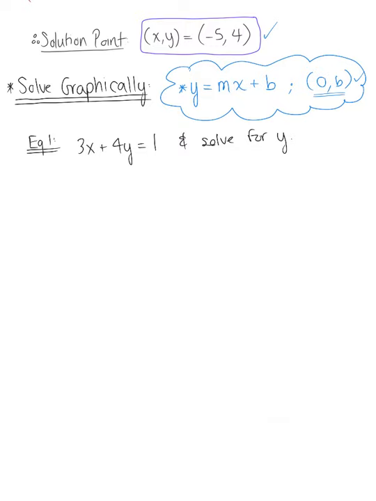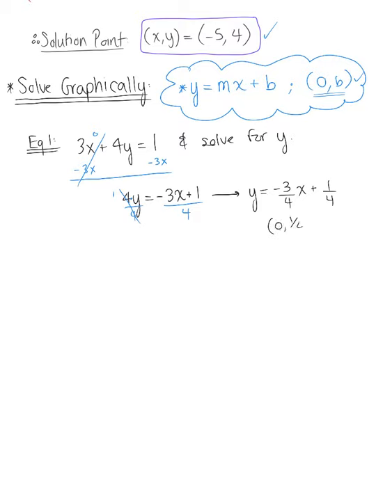So we'll start here by subtracting 3x from both sides of our equation. 3x minus 3x goes to 0, and we are left with 4 times y is equal to minus 3x plus 1. And then to isolate y here, we can divide both sides of this equation by 4. So this leaves us with the slope-intercept form, y is equal to minus 3/4 times x plus 1/4. And so we can see that our y-intercept is the ordered pair 0, 1/4.